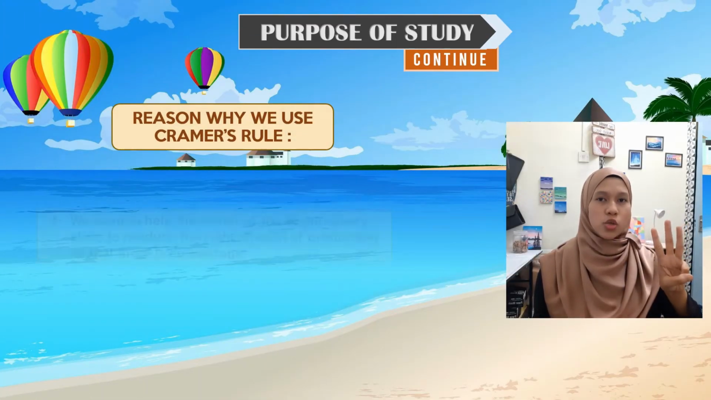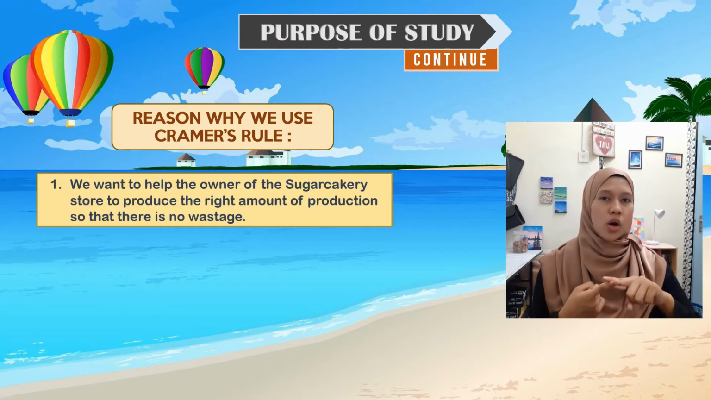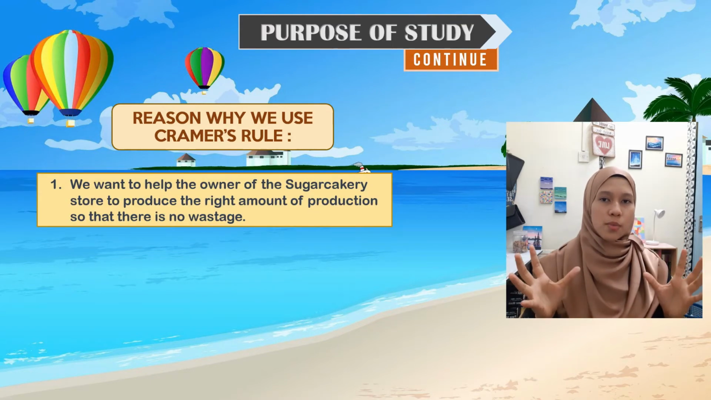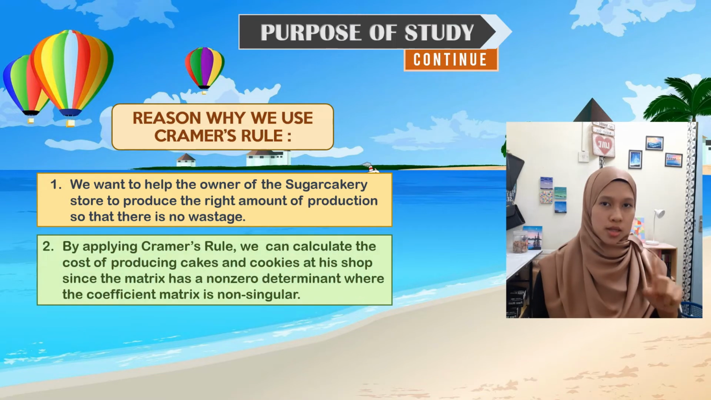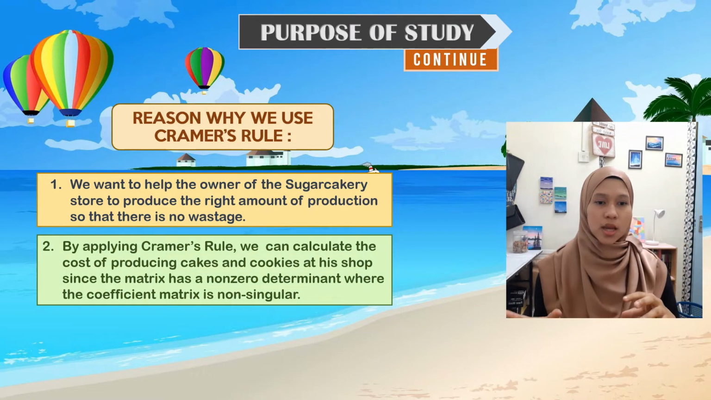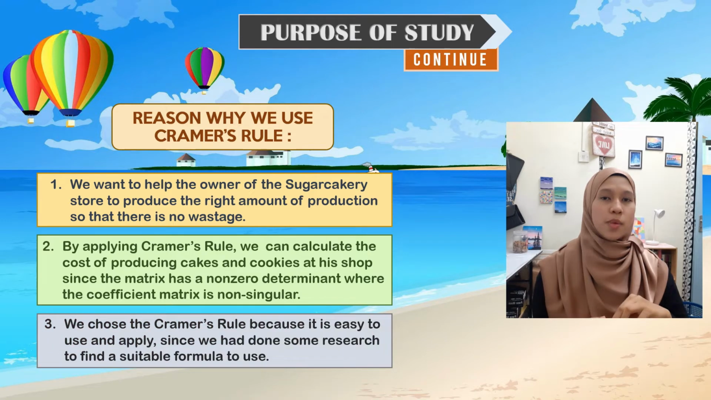There are three reasons why we chose the Cramer's Rule method. First, we want the owner of the sugar bakery store to produce the right amount so that there is no wastage. Second, by applying Cramer's Rule, we can calculate the cost of producing cakes and cookies at his shop, since the matrix has a non-zero determinant, where the coefficient matrix is non-singular. Third, we chose Cramer's Rule because it is easy to use and apply, since we had done some research to find a suitable formula to use.